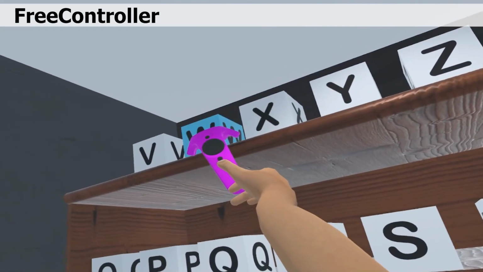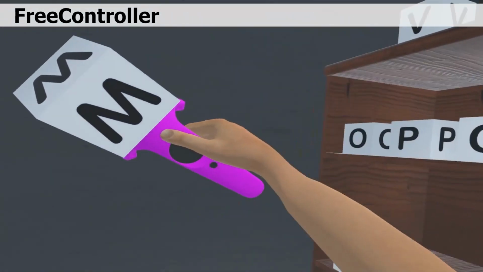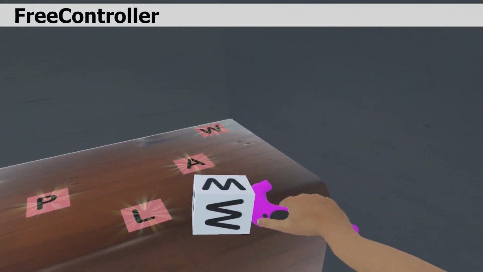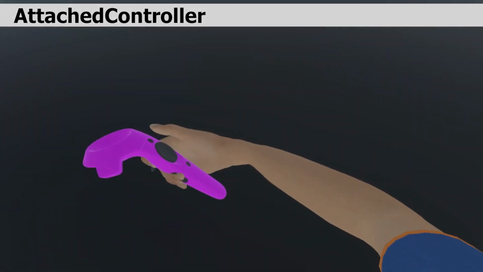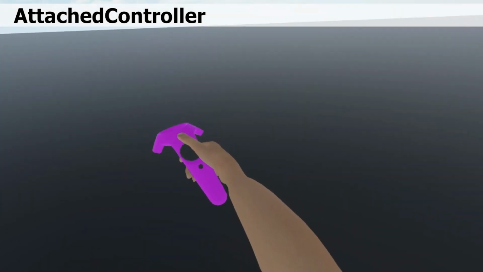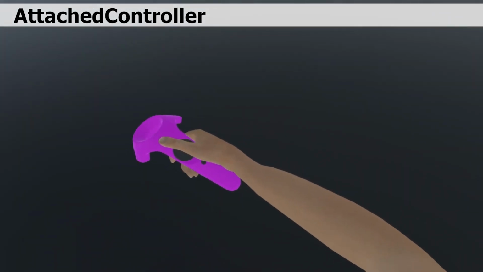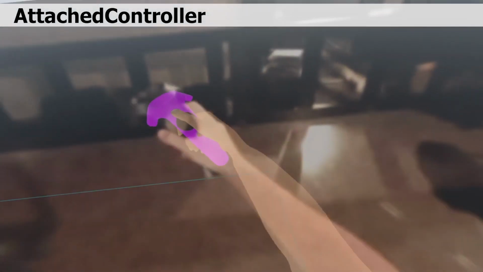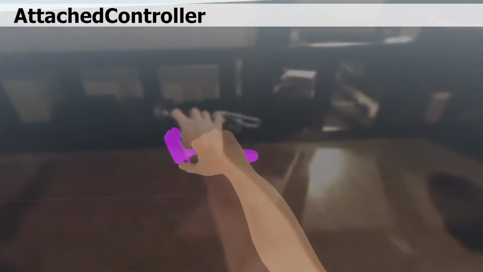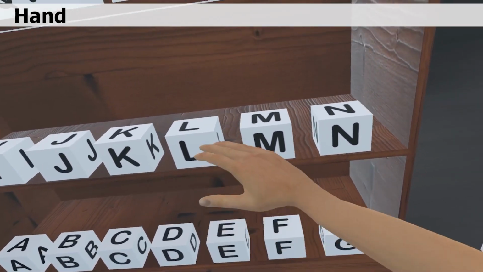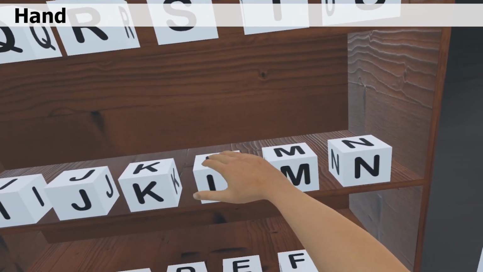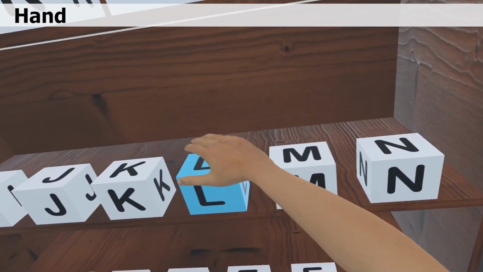Free controller. The controller is always rendered and located in its real location, however it may break body continuity. Attached controller. The controller is rendered and always placed in the palm of the hand. Thus, the controller may not be in its real location, but we keep body continuity and multi-sensory information. Hand mode. Only the hand is shown, however, since the virtual avatar's arm may be shorter than the user's, the hand may not be in its real location.